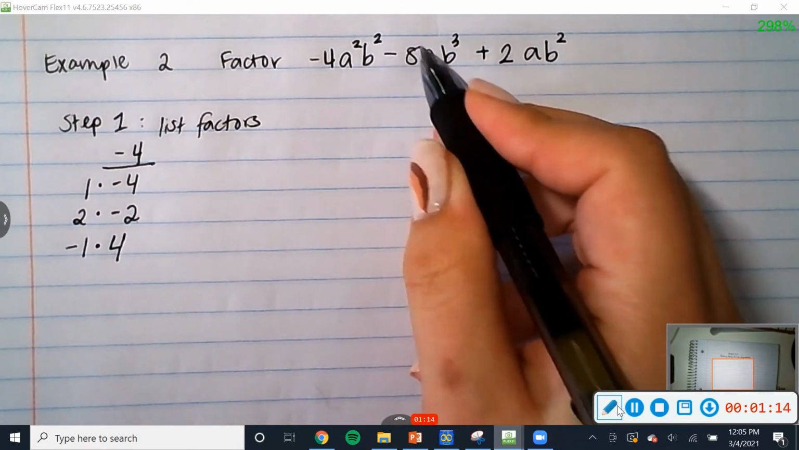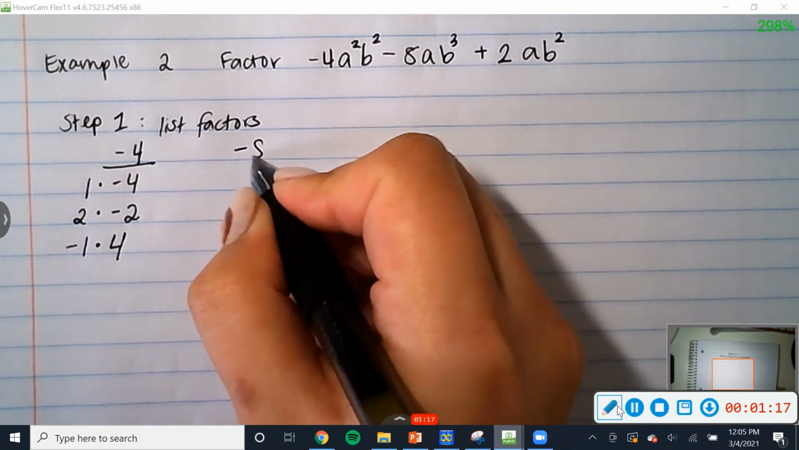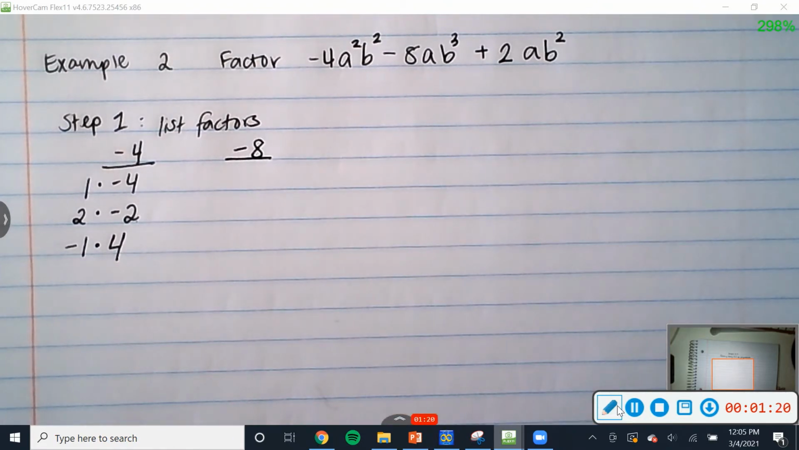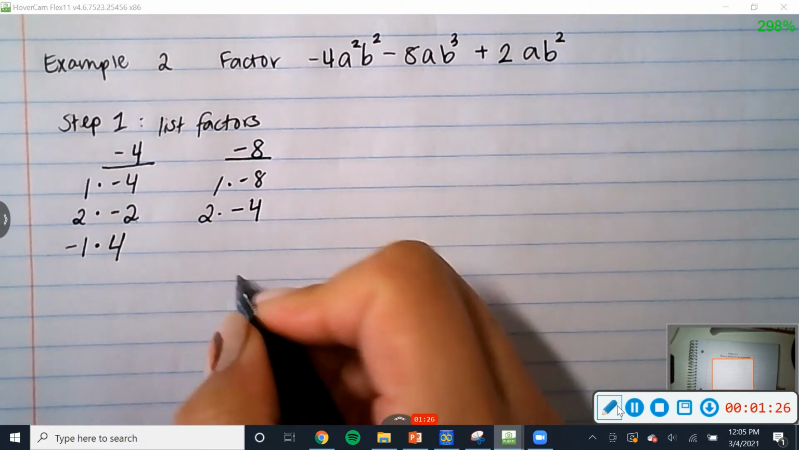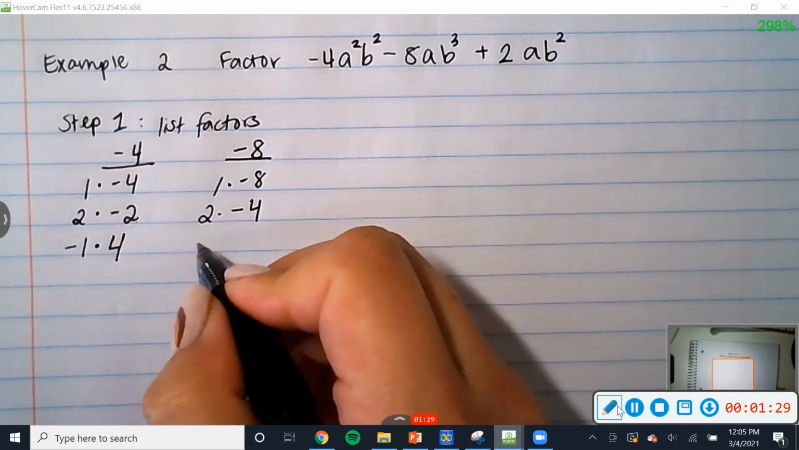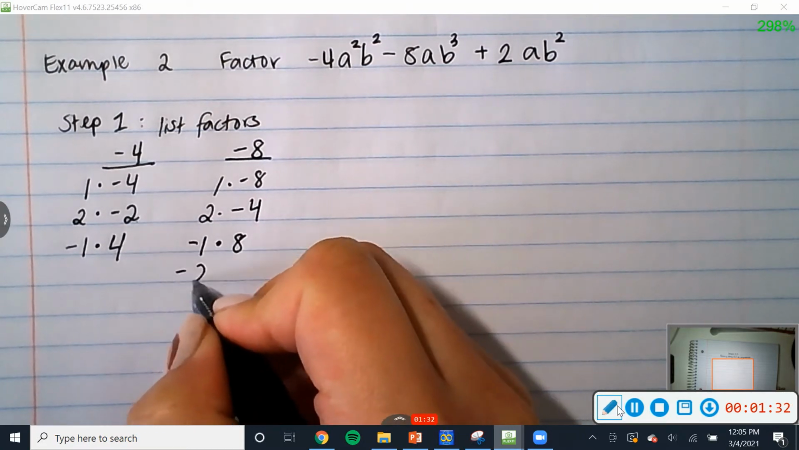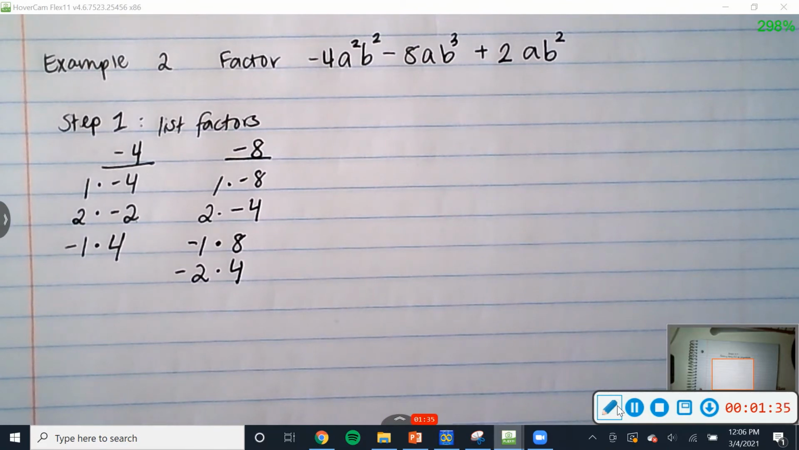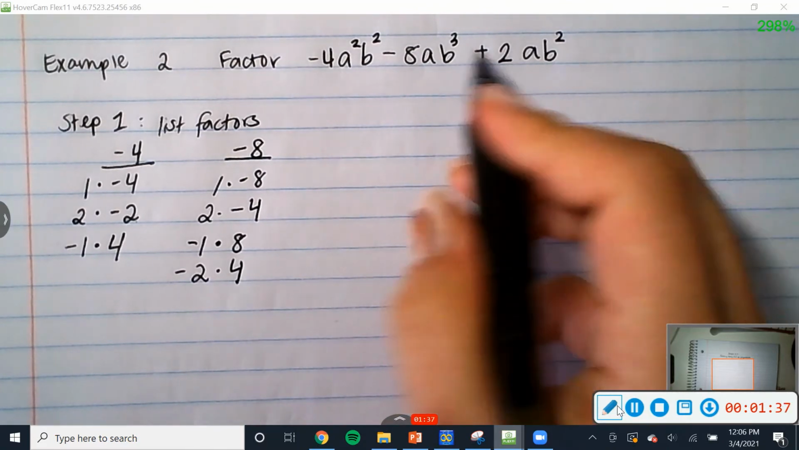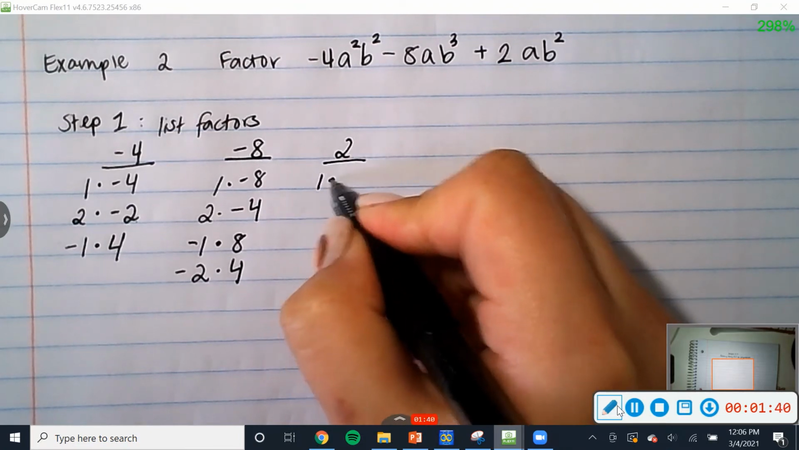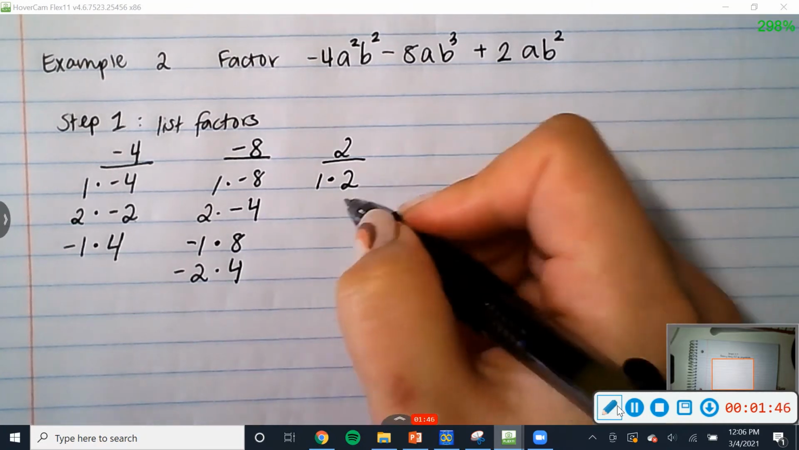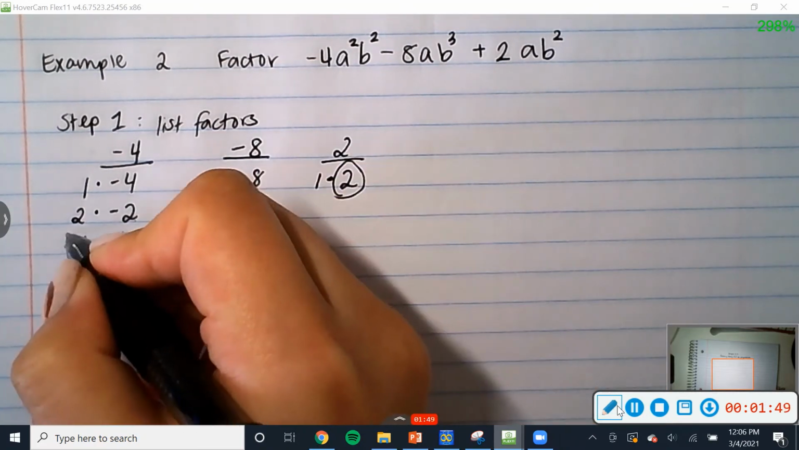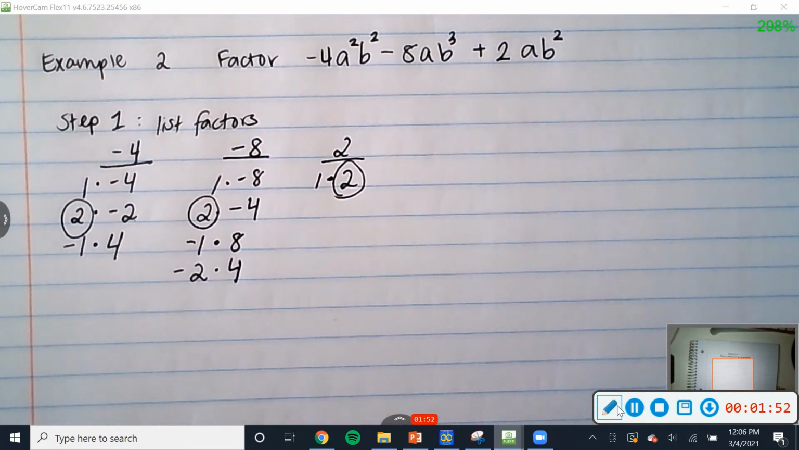Okay, now we have negative 8. So I'm going to list out the factors for negative 8. I have 1 times negative 8, 2 times negative 4, and again, my other factors, negative 1 times positive 8 and negative 2 times positive 4. Our last one is 2. So I'm going to list out the factors for positive 2. There's only one possible one, which is 1 times 2. So again, looking for the greatest common factor, I can see that all of these have a common factor of positive 2. So my GCF is going to be 2.